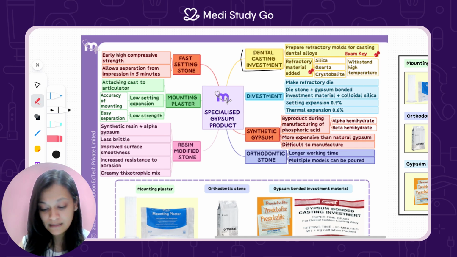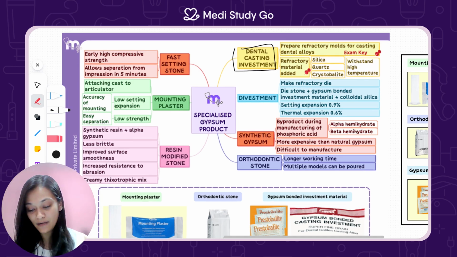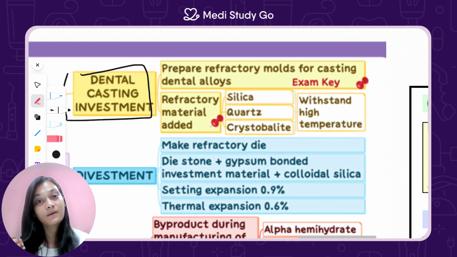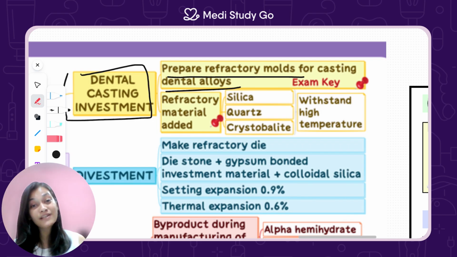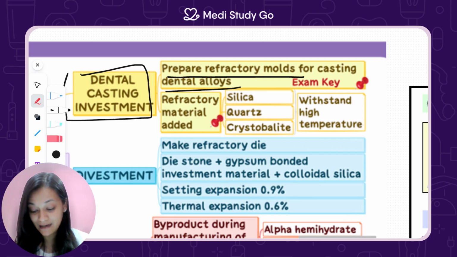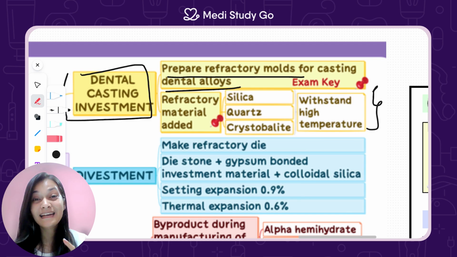Talking about the dental investment. So basically, whenever you're going to need gypsum product to prepare your refractory models, you are going to add certain material like silica, quartz, cristobalite, which will actually increase the temperature tolerance. Now, in the last video, there was a pinned section that was talking something about silica filler. If you have not paid attention to it, because I did not explain, go back to the video, see what it is, because it is important from the exam point of view.